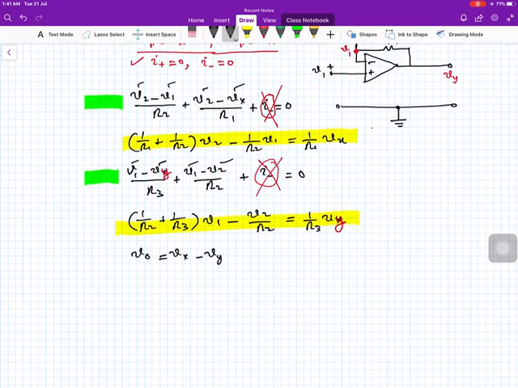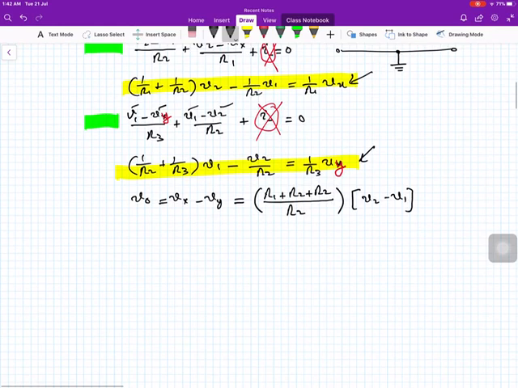As we can find Vx from this equation and Vy from this equation, if you simplify these two equations, you will see that the output voltage has again this gain associated with it, and over here this is V2 minus V1.